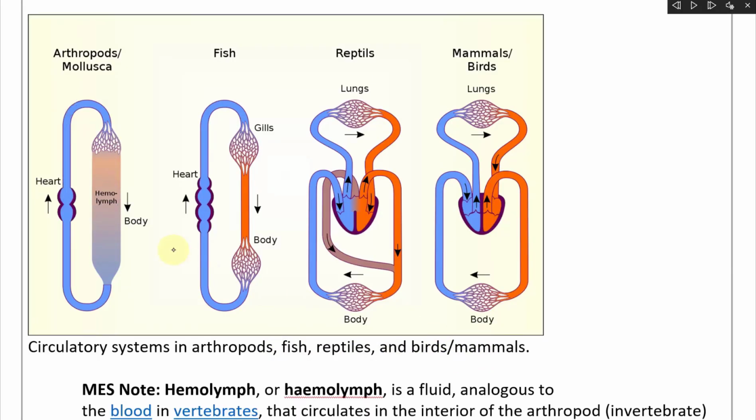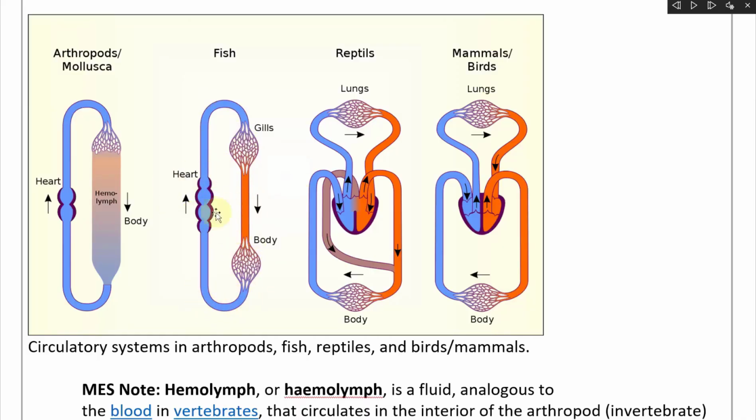Here we have arthropods/mollusca, and you have a heart. It goes around the circulation system, and then there's this hemolymph. We'll get to that in a bit. Then it goes to the body and circulates like that. So there's the pump there, the heart. Now in fish, you could have multiple hearts. It looks like a more complicated heart. The fish pumps blood into the gills, and then it goes to the body, and then the body goes back to the heart.